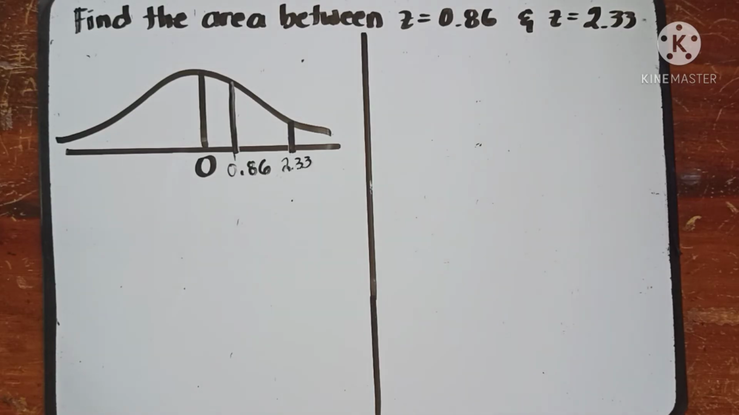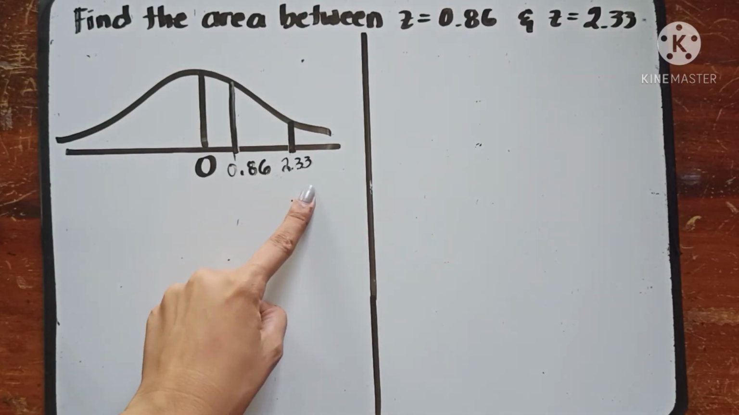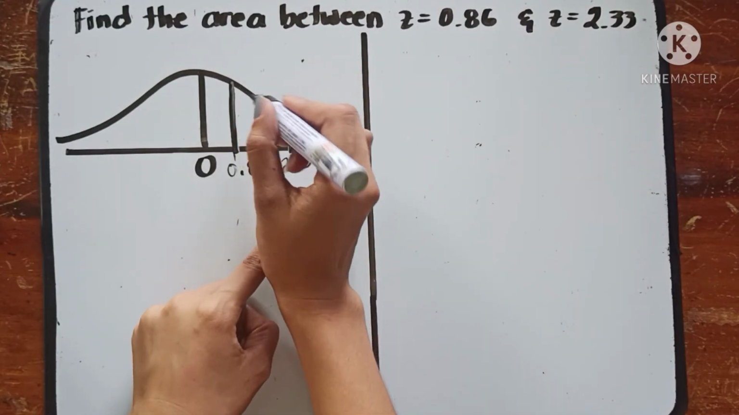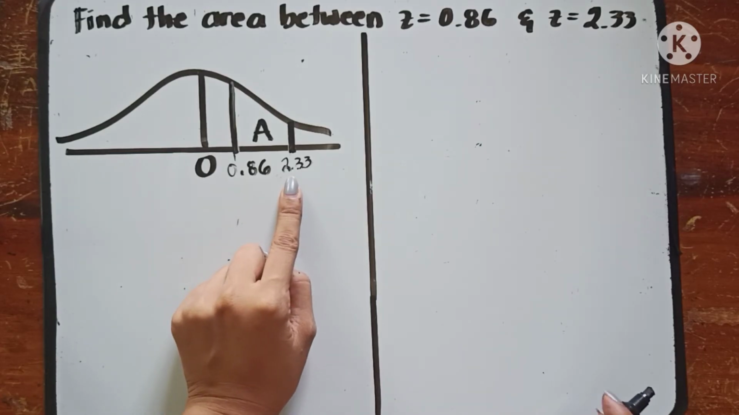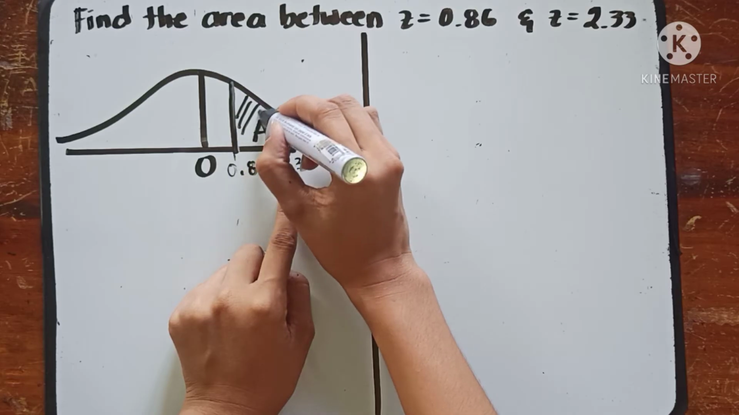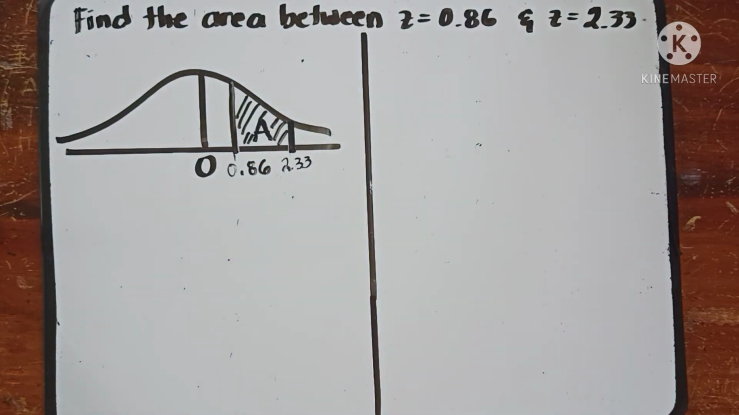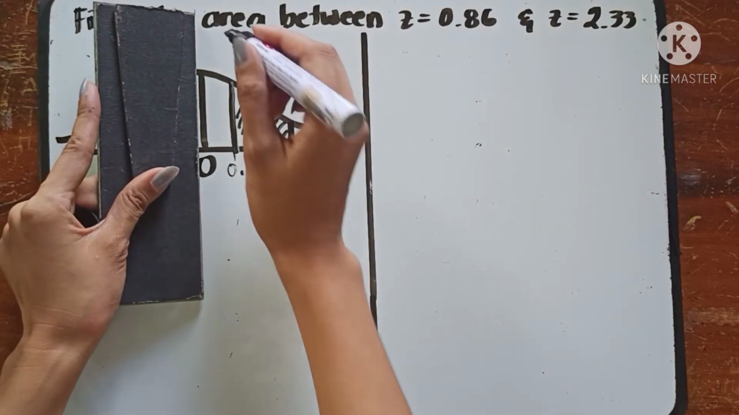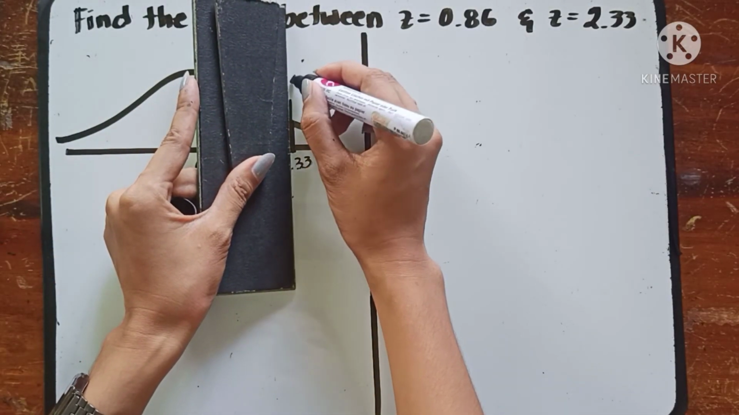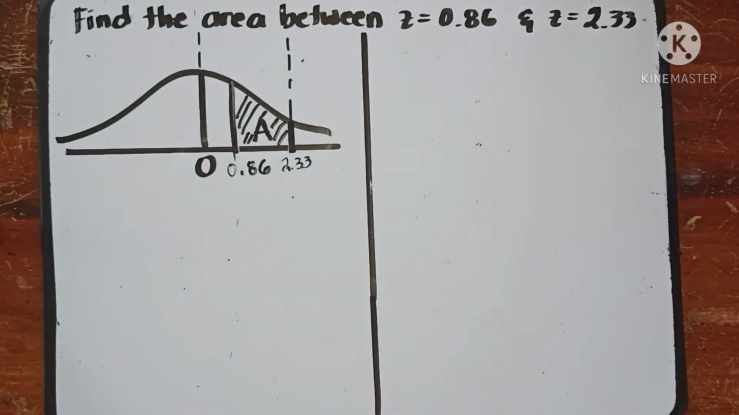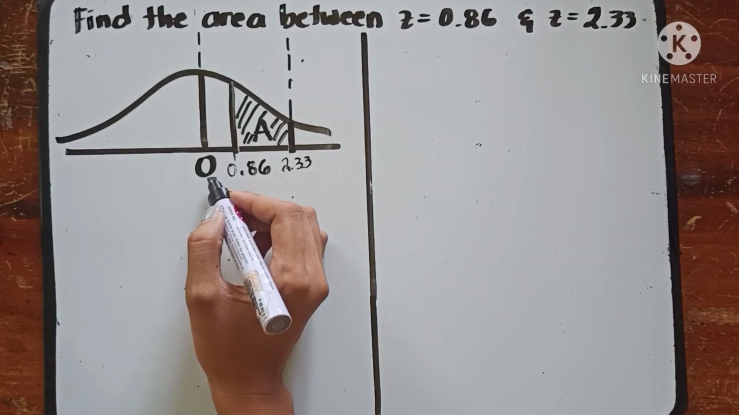Ang hinahanap natin is yung area between 0.86 hanggang 2.33. So, hinahanap natin ay ito. From 0.86 hanggang 2.33. So, ito yung hinahanap natin na area. But, bago natin mahanap yung value ni A, kailangan natin ulit ng A sub 1 and kailangan natin ng A sub 2. From 0, papunta dito sa 2.33. So, yung dulo natin is yung 2.33.